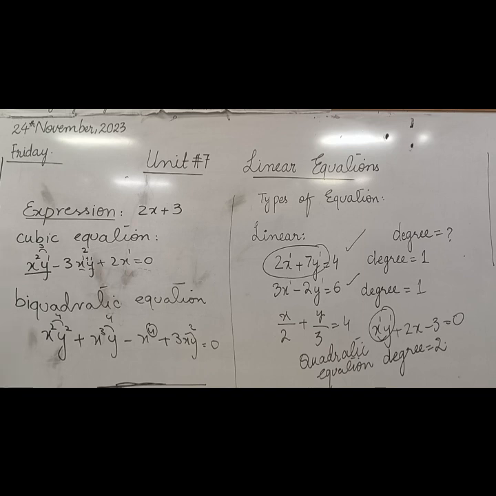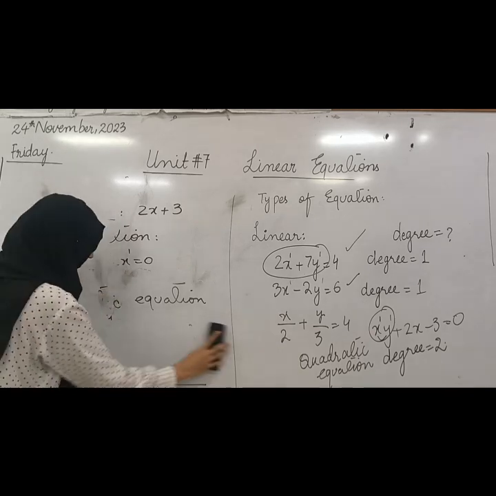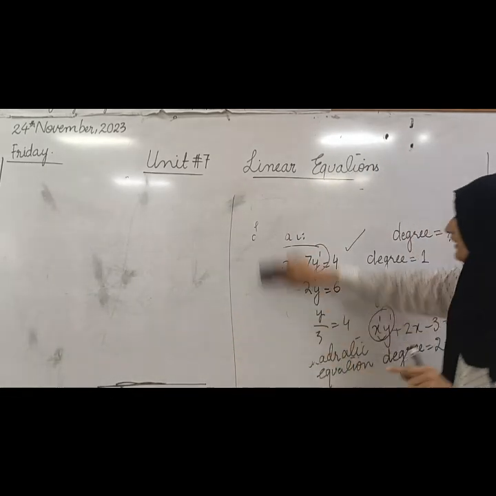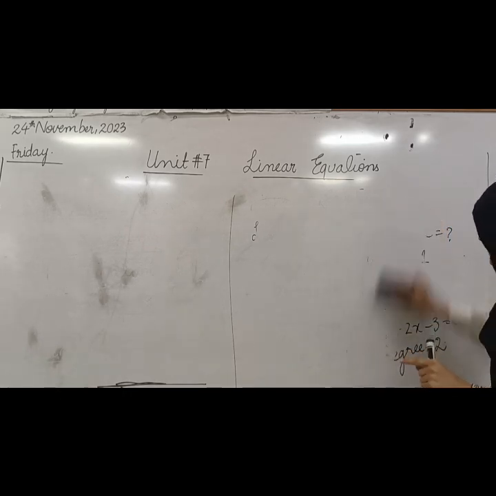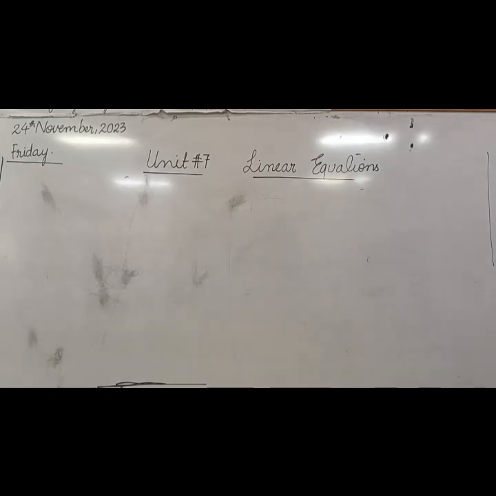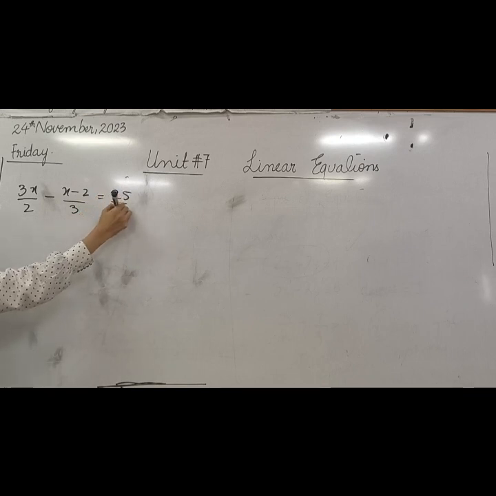But in this unit, we'll see how to solve linear equations. What is meant by a linear equation? Yes, the equation in which the power of the variable is 1. So I am writing an example on the board and then I will solve it. I will explain the steps and then you all will solve the rest of the questions. So the first question is 3x over 2 minus x minus 2 over 3 is equal to 25 over 6. We will solve it step by step.